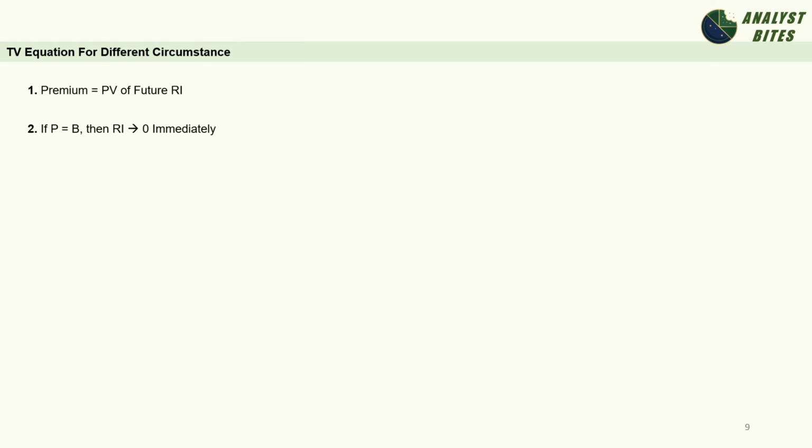Number 2, a logical extension. What if the question says price equals book value? That means P minus B is 0, so TV is 0. This implies no more excess returns. This perfectly matches the omega equals 0 scenario we discussed earlier. The logic is a complete circle.